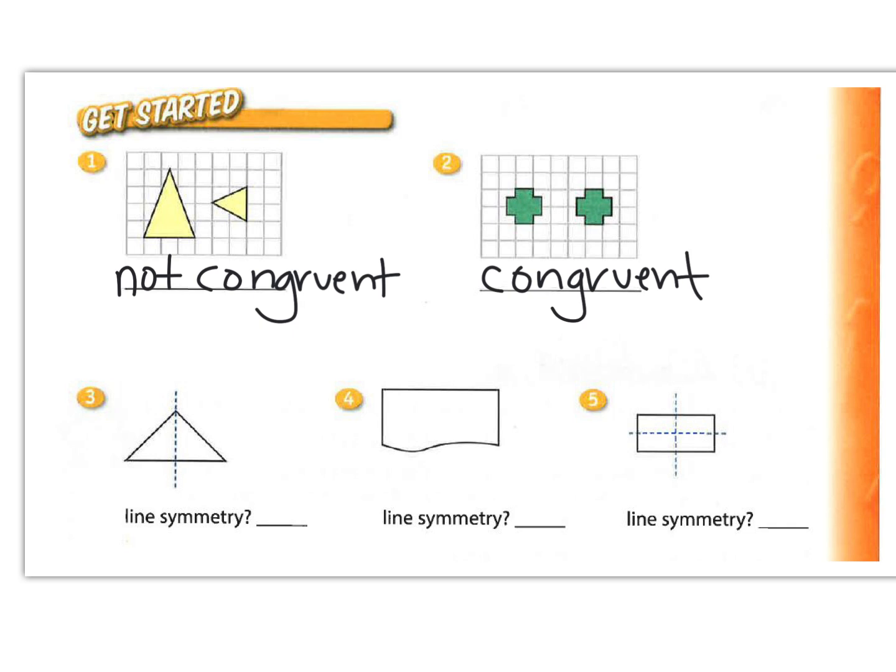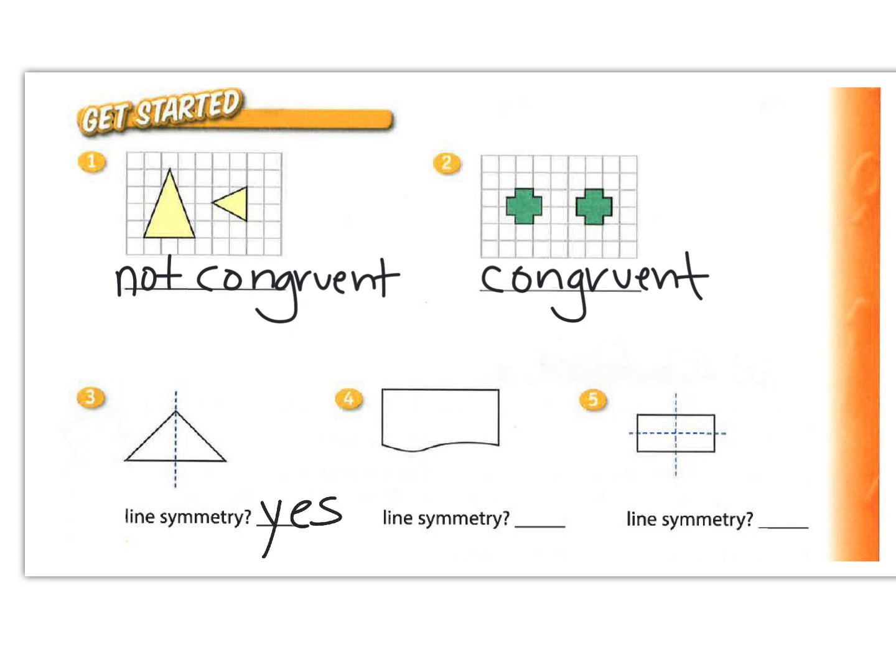So then if we look, this is asking us, does it have line symmetry? So we can see this line, if we fold it on that line, it would fold right over, and this would be congruent to that. So yes, this has line symmetry.